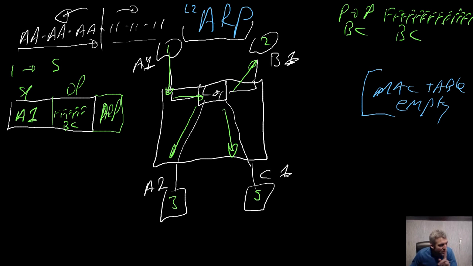But before I send the packet out, I first have to learn something. I've learned that this is port 1, let's make a proper 1, 2, 3, 4. He's learned that port 1 equals MAC address A1. And this packet pretty much fires out to absolutely everyone. Now ARP is resolving a layer 2 address to a layer 3 address. So that's one side of broadcast traffic that's really important.